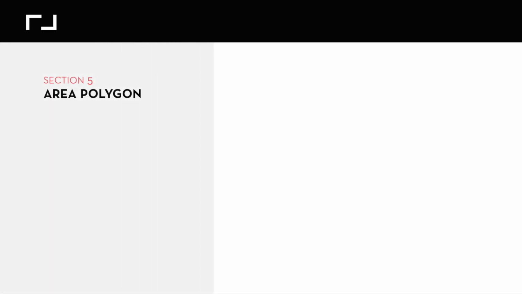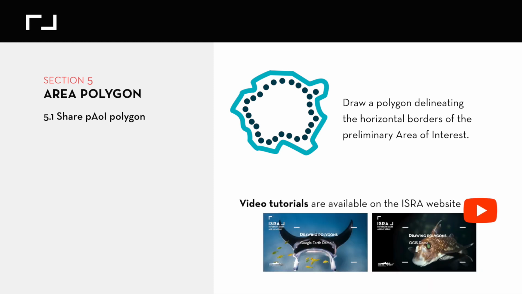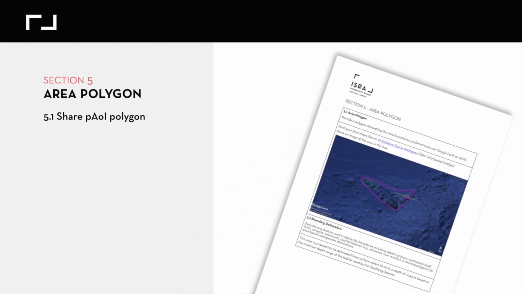Section 5, Area Polygon. This section should include all details related to the horizontal boundaries of the preliminary area of interest. You should draw a polygon delineating the horizontal borders of the preliminary area of interest. Any tool can be used to create this visual representation. Video tutorials are available on the ISRA website on creating polygons in Google Earth and QGIS. You should paste an image of the map in this section.